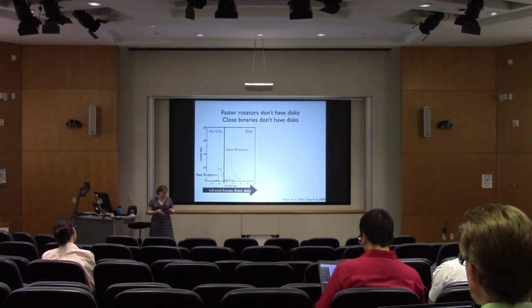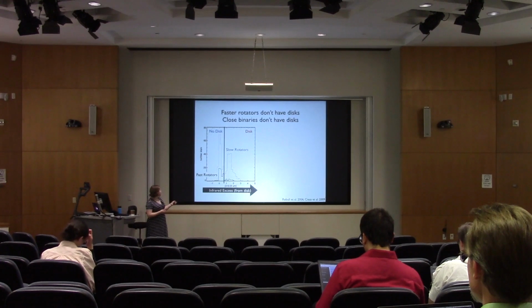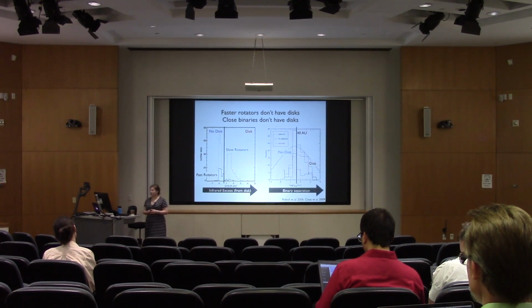So this is Luisa Rebull's 2006 paper, where this is infrared excess. So these stars over here are disked. These don't have disks. Rapid rotators tend to have no disks. Slow rotators actually bridge both sections.